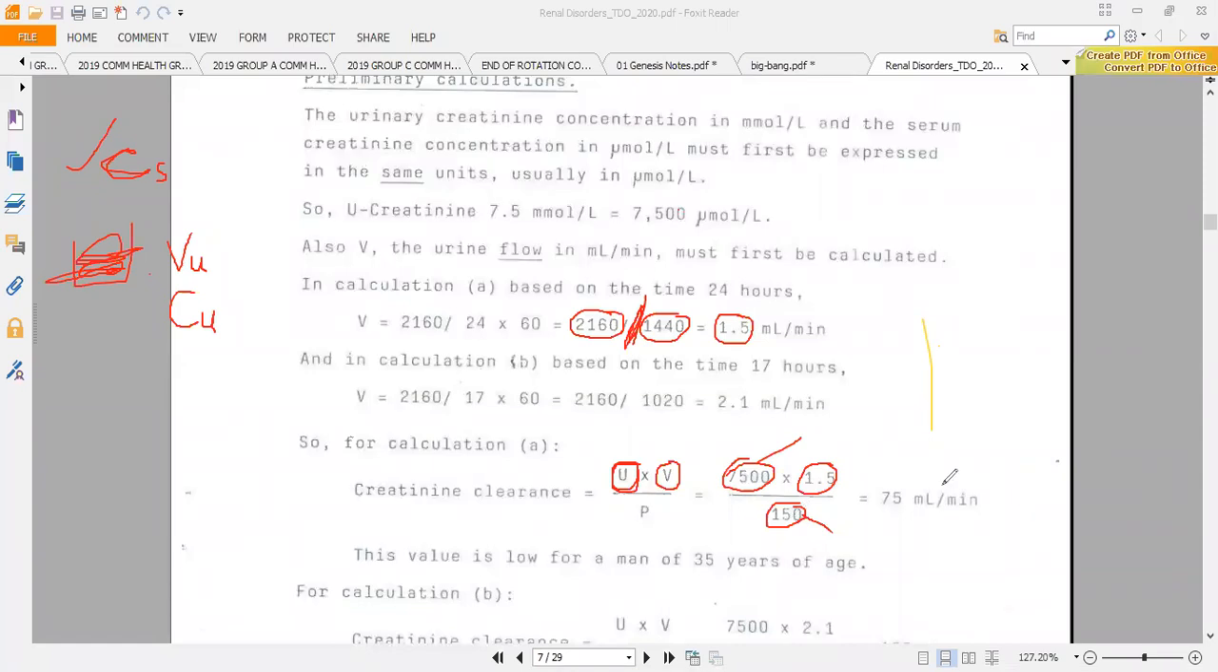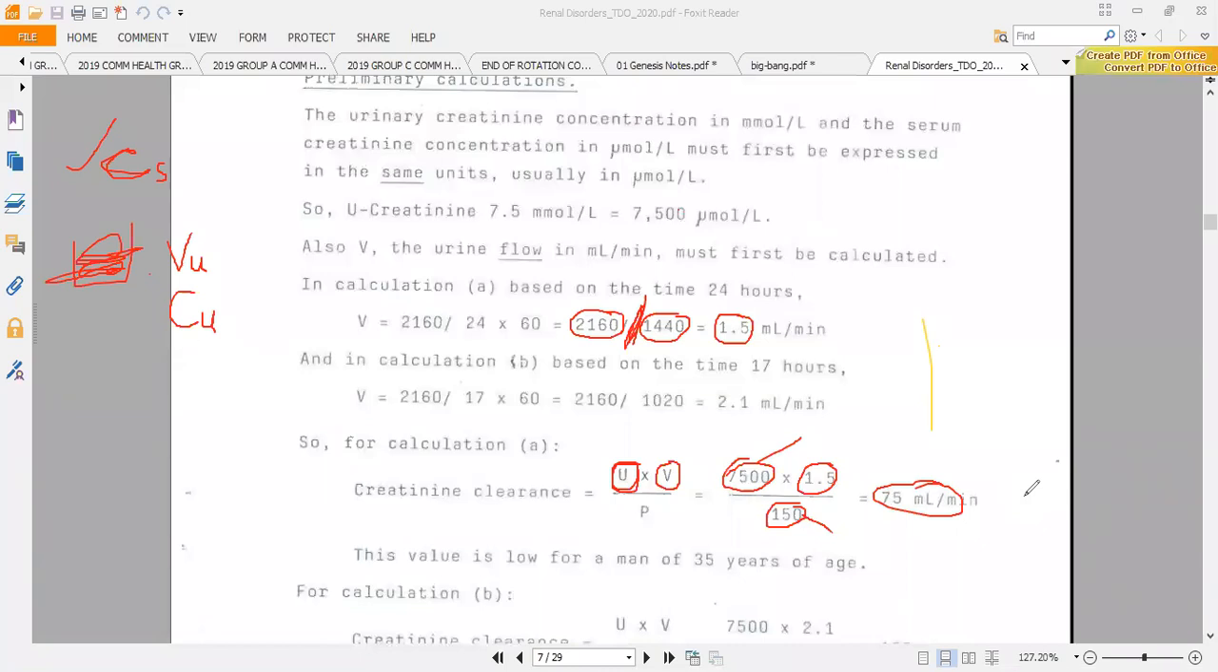And here, we are getting 75 mils per minute. So this means that within 1 minute, the glomeruli filter 75 mils of water. So now, assuming that, as I said, the normal range is from 90 to 120, with this you can say that the person is having a renal failure because the GFR is less than the normal. So this is how we are able to tell whether someone has renal failure or not.